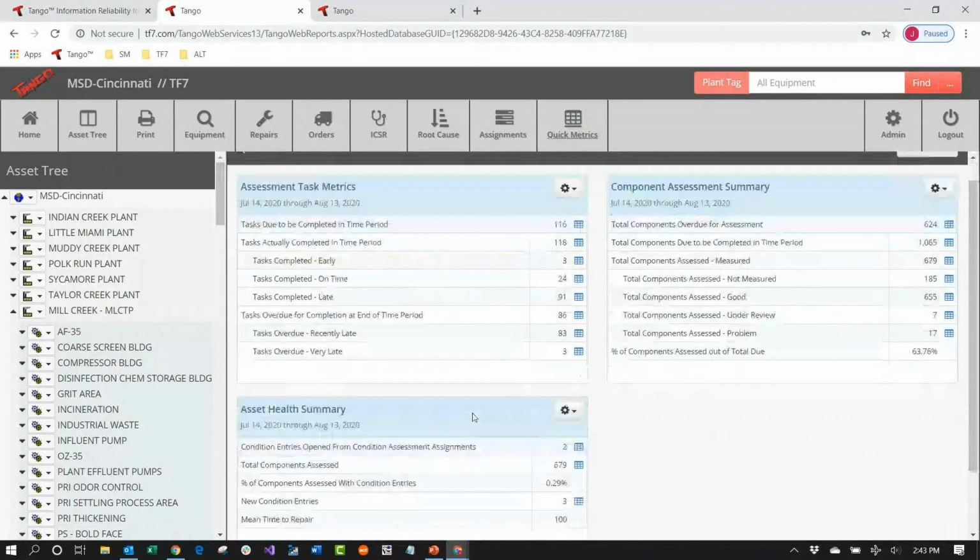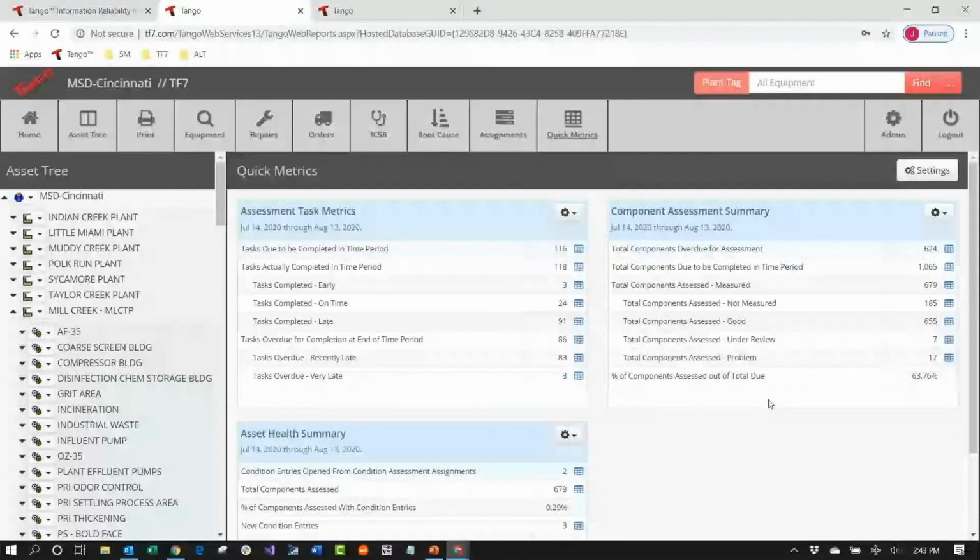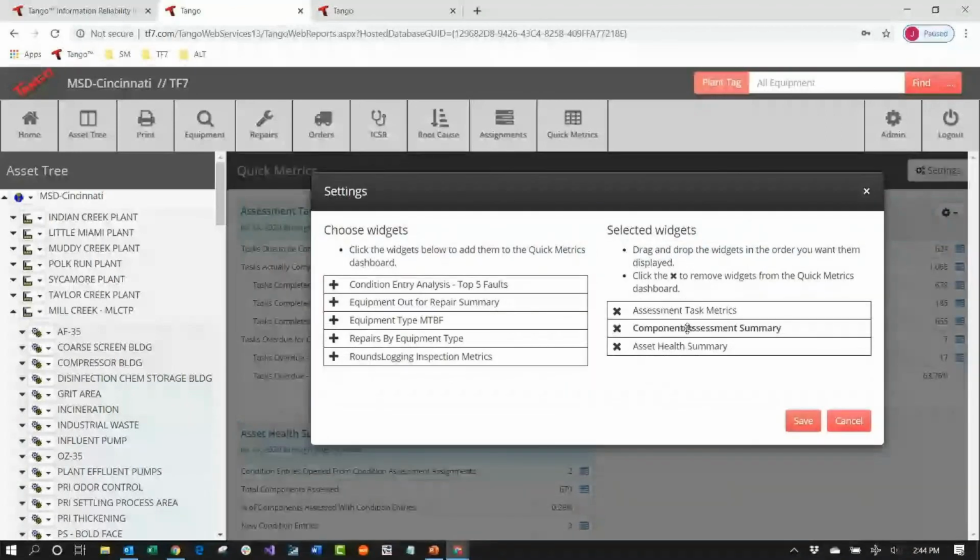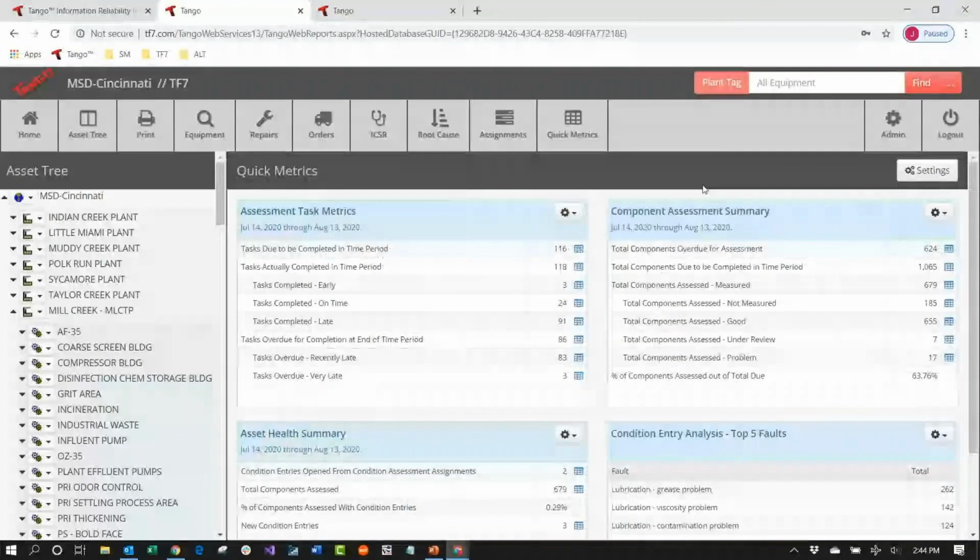This is a summary of the numbers that are in the asset health report that we looked at. Very quickly, the way to set this up is in the settings button, and you choose widgets. You decide which of these; this shows me the three that I've already selected. If I wanted to turn on, for example, this one coming from the condition entry analysis, what my top 5 faults were, and I saved that, then I'm going to see this on my screen. So it's very quick. If you want to set these up as a default that stay there day after day, week after week, you can do that. Or if you want to toggle through and look at a particular one very quickly, you can simply go to the settings, click that widget on, and you'll see it on the report.